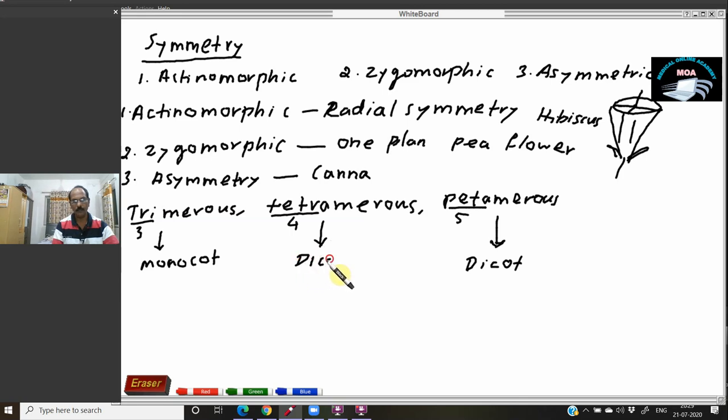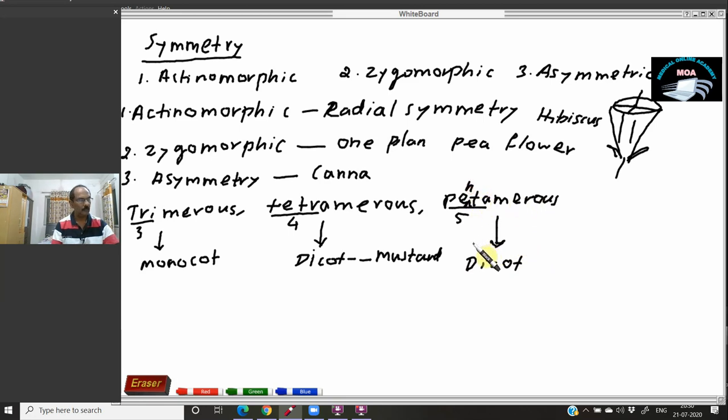This is also a dicot plant. For example, this mustard flower of the Brassicaceae family. You can see the floral parts are arranged in 4 whorls, so it is known as tetramerous. If the floral parts are arranged in 3 whorls, it is known as trimerous, and pentamerous means the floral parts are arranged in 5 whorls. The spelling is P-E-N-T, pentamerous.